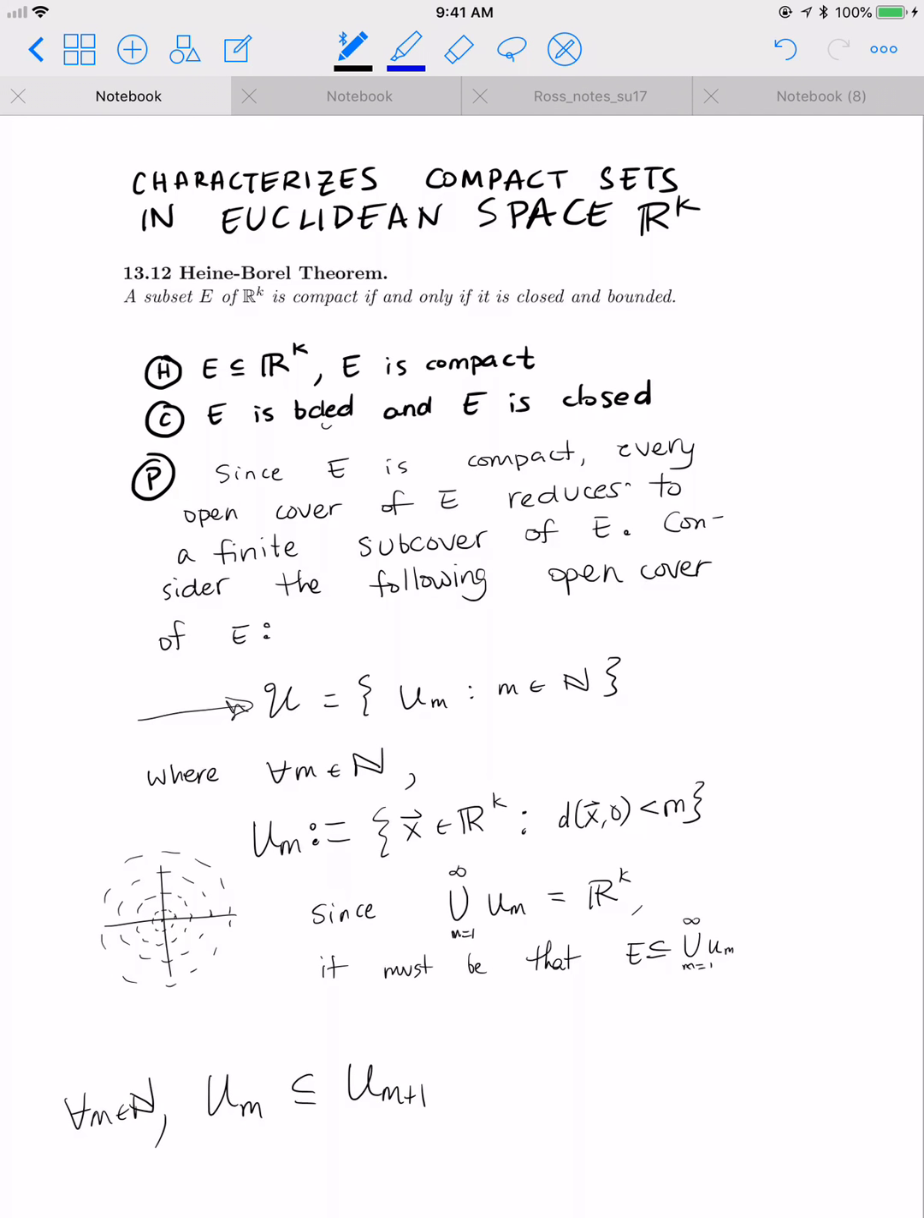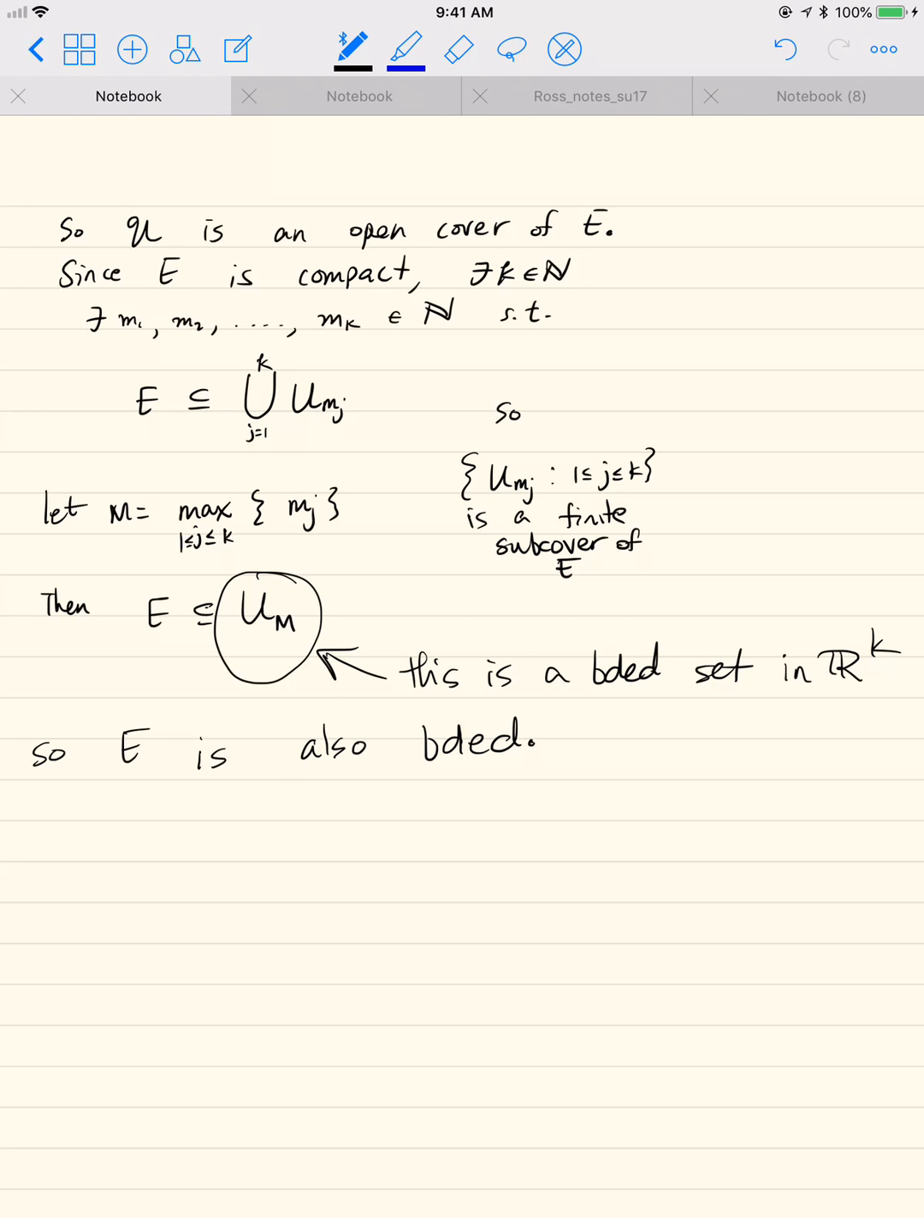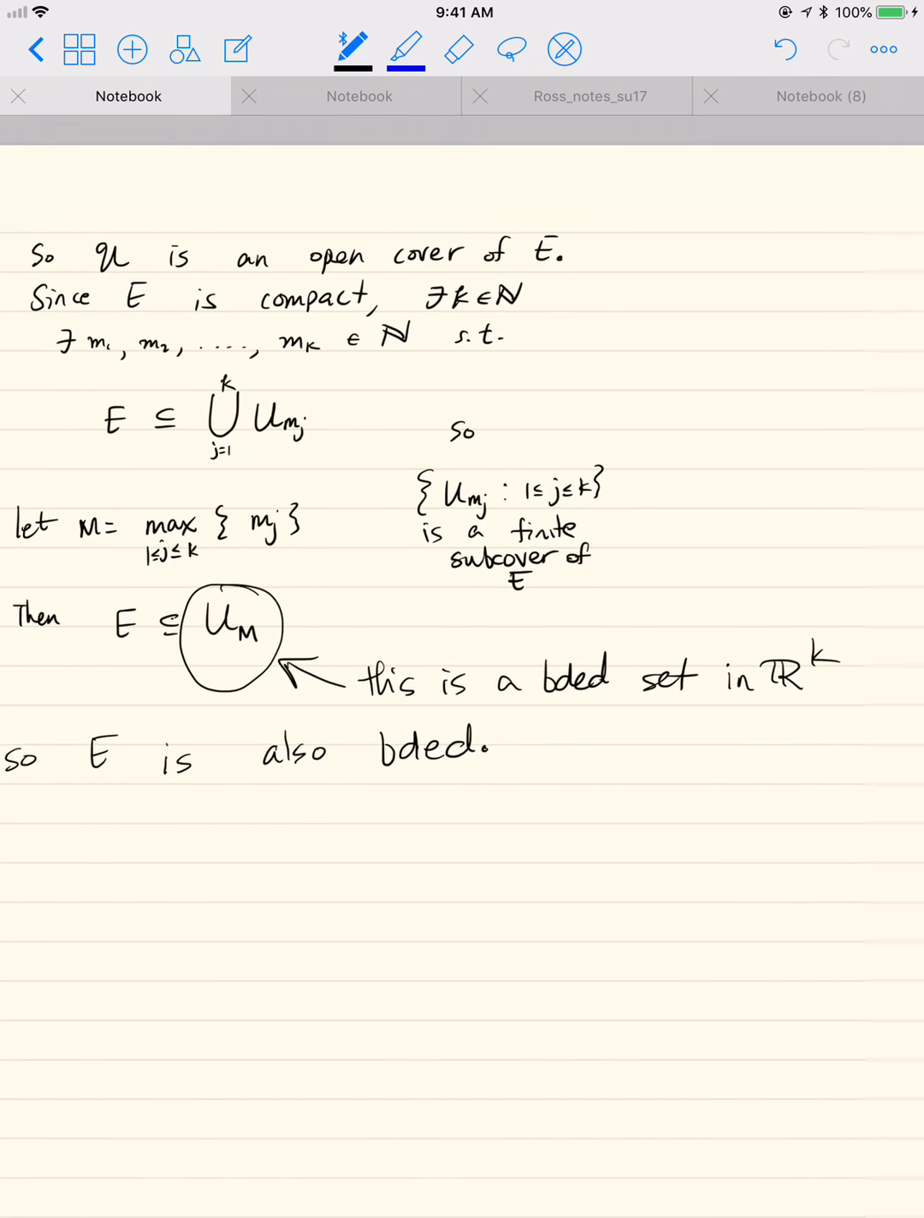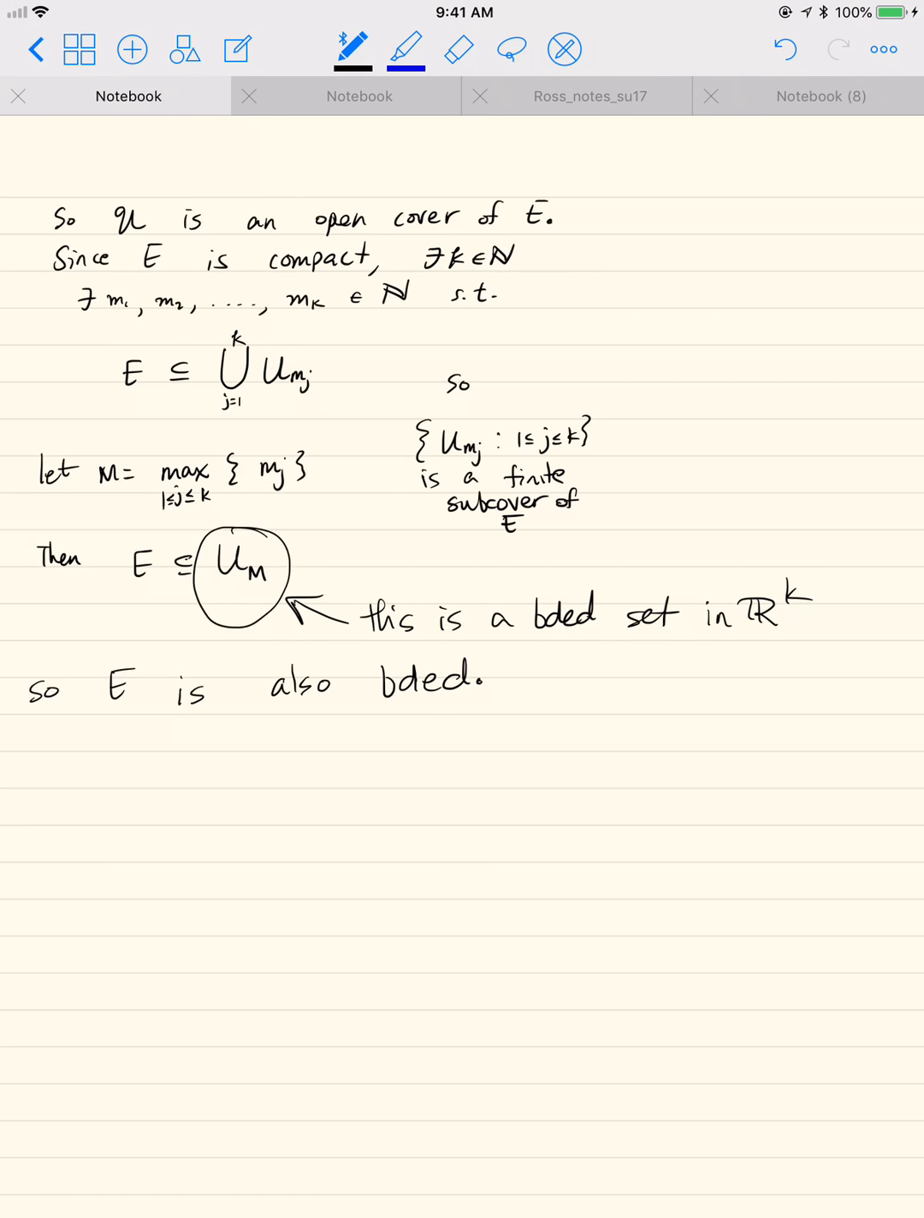Now we need to show that E is closed. We've got several different characterizations of a set being closed. The complement is open. The set contains all its limit points. The set is equal to its closure. The one we're going to go with in this case is to show that the complement of E is open. So we will show that E complement is open.